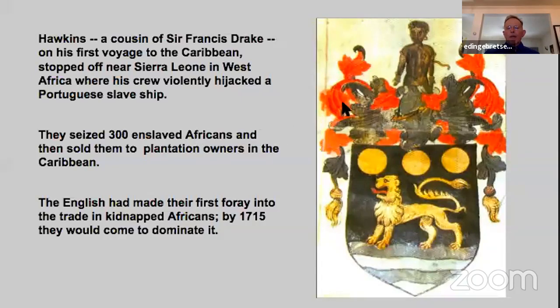Were the English unhappy with this? This is Hawkins' seal given to him by Queen Elizabeth. You see the crown, you see the coins, and you see the bound African enslaved on his coat of arms.